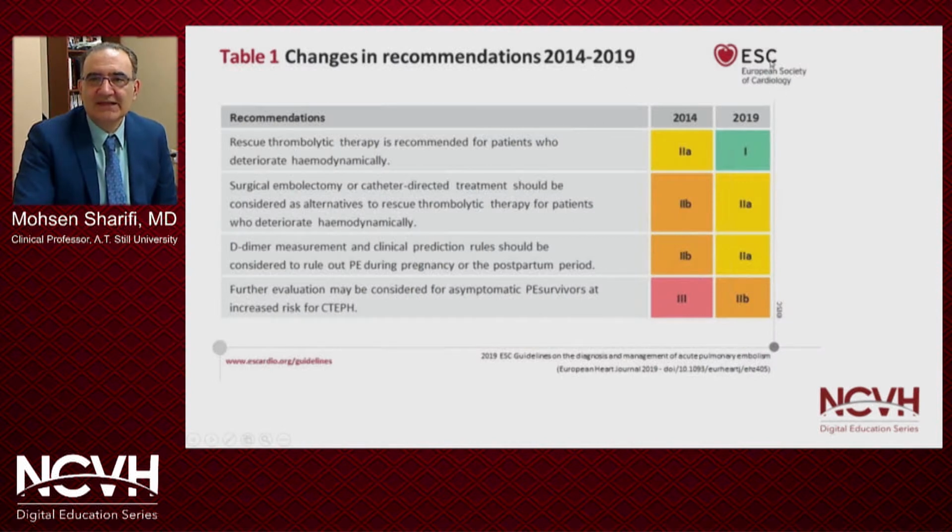Now, if you compare the ESC guidelines from 2014 to 2019, rescue thrombolysis has moved from 2A to class 1. Surgical embolectomy has moved from 2B to 2A. D-dimer measurement now has a role to be considered specifically during pregnancy and in the post-mortem period, from 2B to 2A, and even for asymptomatic PE survivors who are deemed to be at high risk for development of chronic pulmonary hypertension or CTEPH.